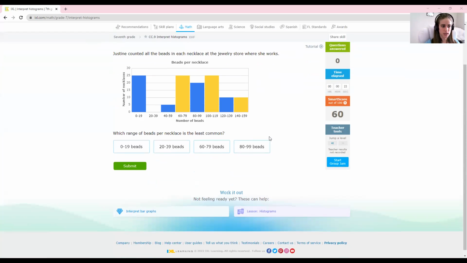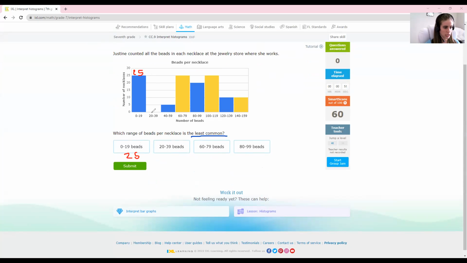Justine counted all the beads in each necklace at the jewelry store where she works. Which range of beads per necklace is the least common? So we want to know out of these 4 options here, which one is the least common? Well, if I look at 0 to 19, that's my first blue one. I probably should change my color. That would be 25.